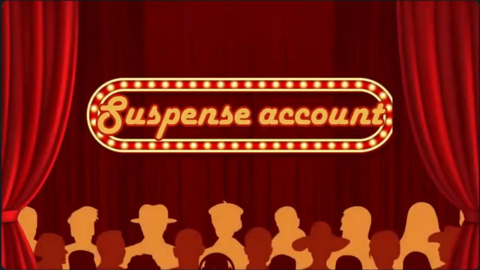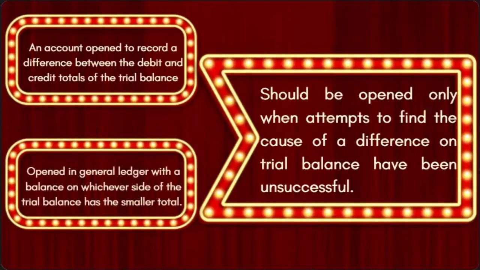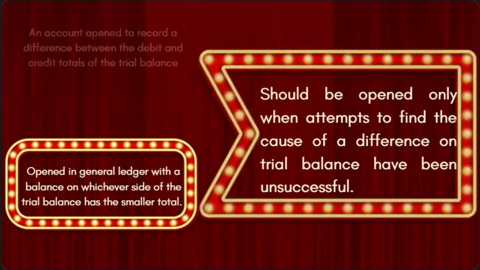Next is the suspense account. What is a suspense account? A suspense account is an account opened to record a difference between the debit and credit totals of the trial balance. This is opened in the general ledger with a balance on whichever side of the trial balance has the smaller total. The suspense account should be opened only when attempts to find the cause of a difference on the trial balance have been unsuccessful.